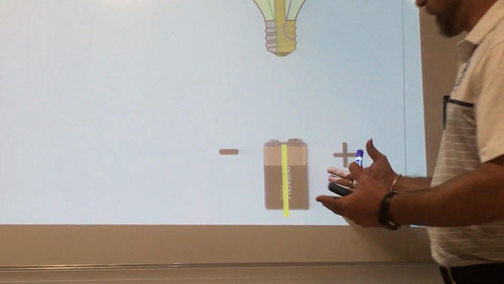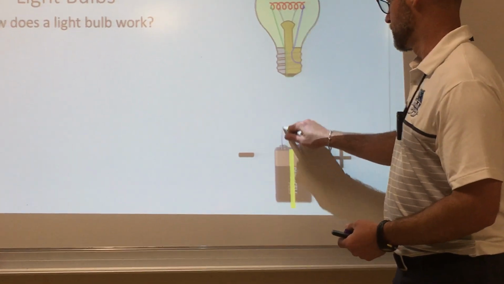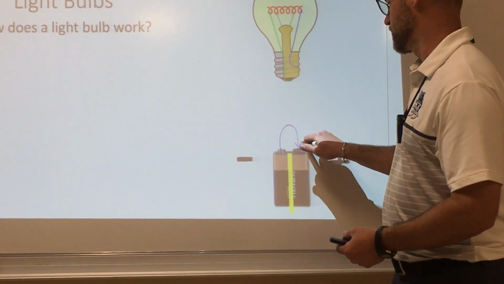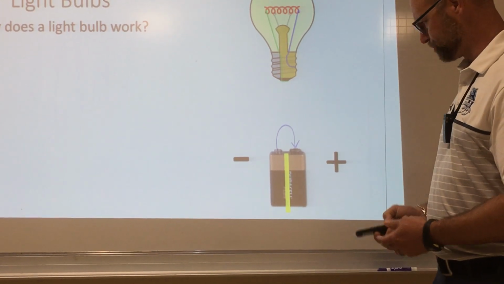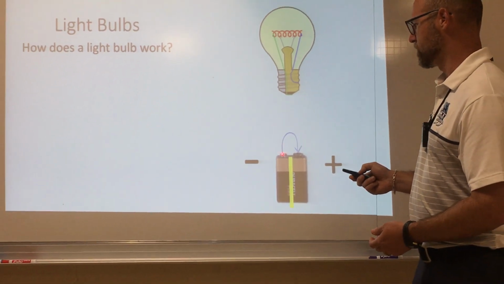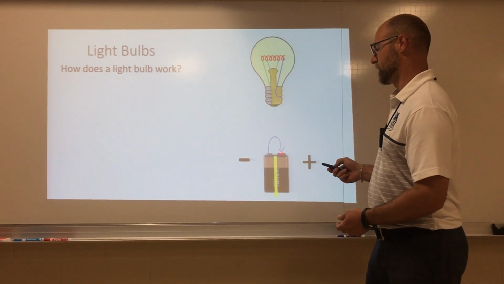Right now they're not able to do so. But if we were to connect these two terminals with, say, a wire, some type of pathway that they could go from one side to the other, then we're going to see that the electrons would freely flow from the negative side of the battery to the positive side of the battery.